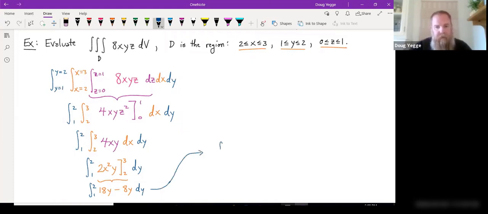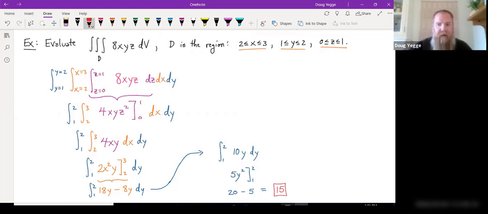Okay, which means that we're integrating 10y, which is now finally down to a single variable with respect to y. And therefore, the integral gives me 5y squared. So 5y squared evaluated from 1 to 2. Plugging in 2 gives me 20. Plugging in 1 gives me 5. And therefore, this triple integral is evaluated to be 15.